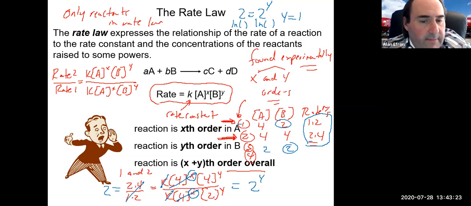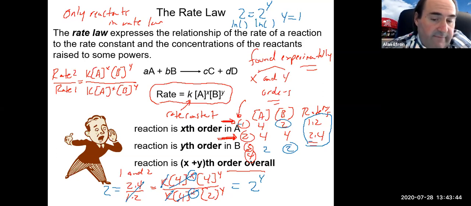Those are found experimentally, which means in these types of problems you're typically given tables, and you can use that table information to figure out what the orders are experimentally. They are not the coefficients in the balanced equation. At this point, we're used to using those coefficients a lot in calculations, but here's a place where we do not do that. So you do have to find them experimentally.